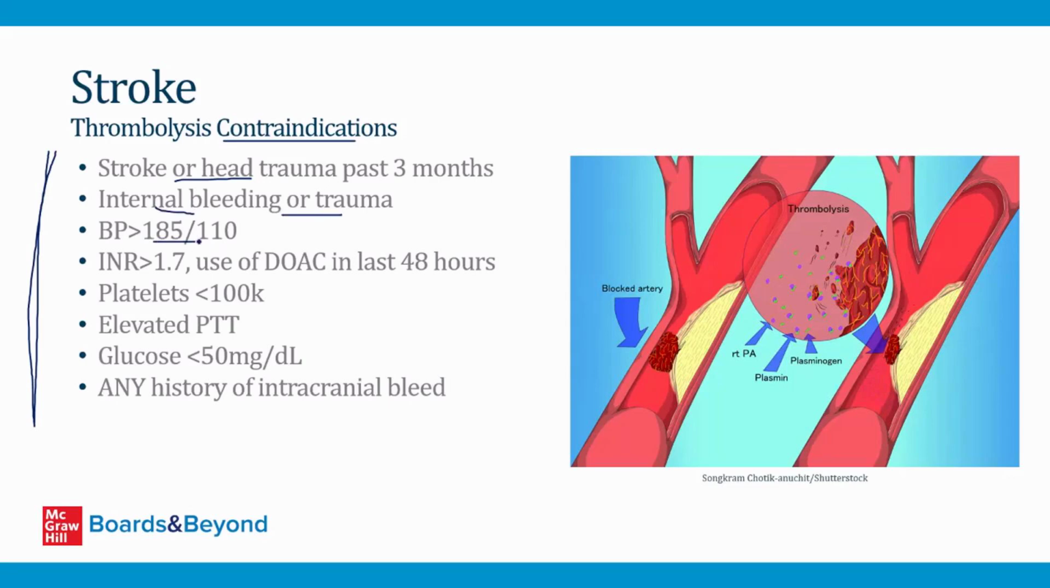Blood pressure can't be too high, the INR can't be elevated, and they can't be taking DOACs, which are drugs like apixaban and dabigatran. Their platelets can't be low, they can't have an elevated PTT, they can't have a low glucose, and finally, they can't have any history of intracranial bleed in the past, because if anything like this is present, then the risk of intracranial bleeding with thrombolytics is too high to give the drugs.